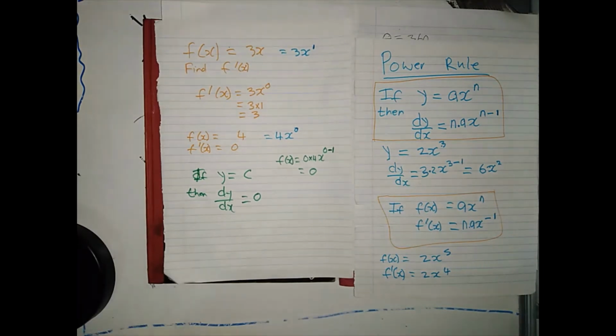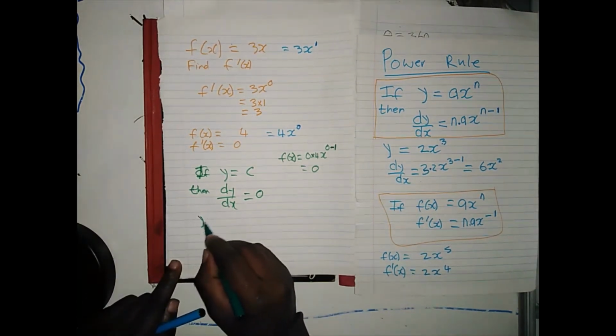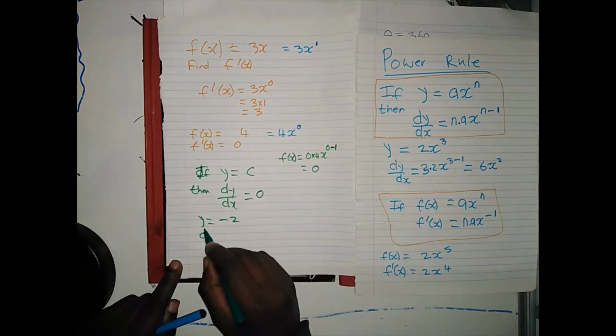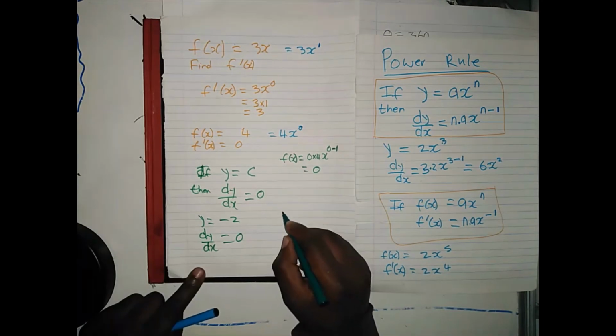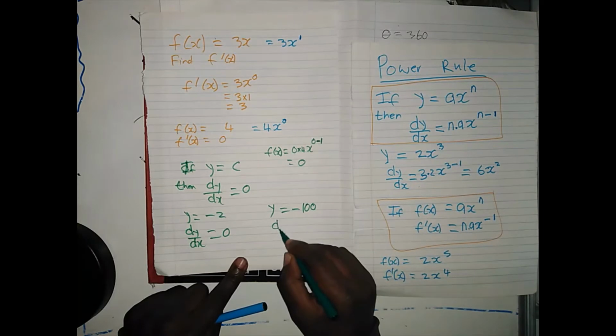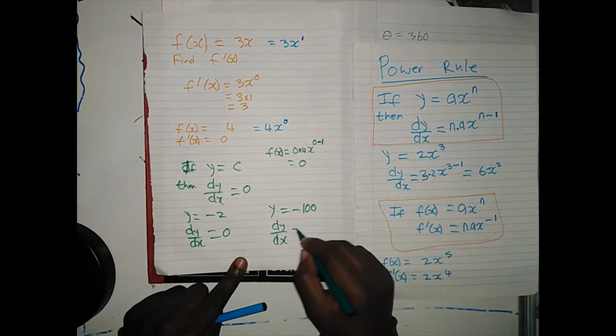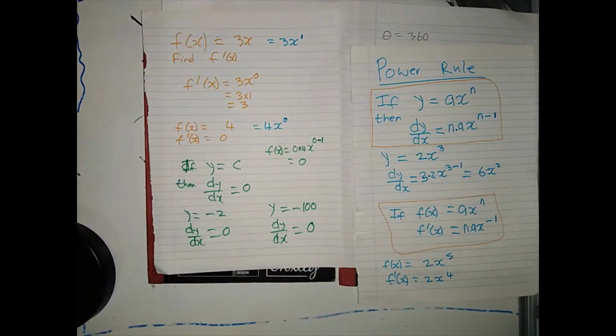So whenever you are looking for the derivative of any number, whether it's negative or positive, you always get 0. For example, if your y is minus 2, your dy over dx is going to be 0. If your y is minus 100, we don't care, your dy over dx is going to be 0. And this comes from this rule. I just wanted to show you.